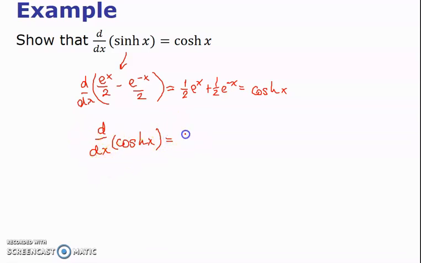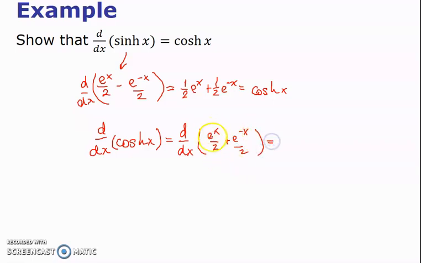Again, that's the same as d/dx. As I say, this is just a different way of writing dy by dx. So now cosh, of course, is exactly the same as this, but it's got a plus in the middle. So it's e to the x over 2 plus e to the minus x over 2.